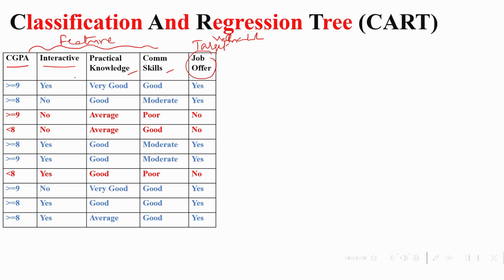So what is the main drawback here? We are having four features, and for the four features, you have to select the root node. Selection of the root node is very important. Out of four features, you don't know which feature becomes the root node, which attribute becomes the root node. So for the selection of the root node, we are going to apply some concept. That concept is called the CART algorithm.